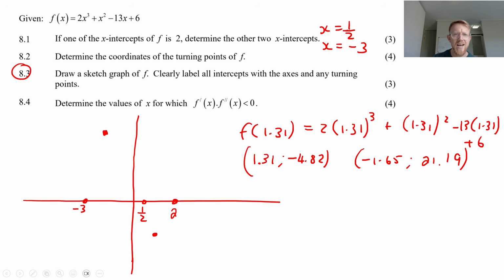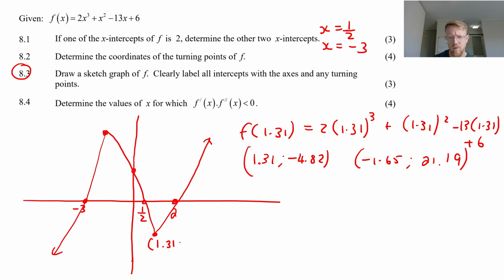We also just need the y-intercept. So to find a y-intercept, you make x 0, and you would eventually end up with 6. So that's going to be the y-intercept. Okay, now I'm just going to try to draw a curve through all of this. And then we'll obviously just give the coordinates. So this is 1.31 and negative 4.82. And then this one is negative 1.65 and 21.19. And this is 0 and 6.